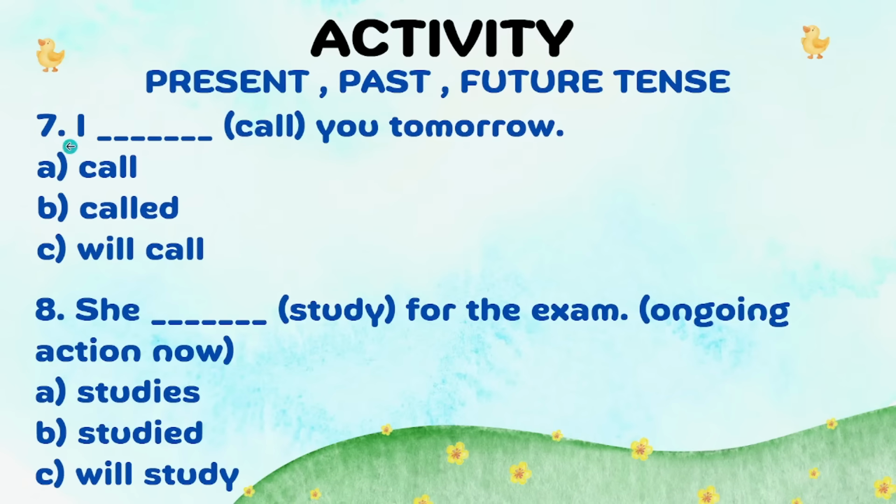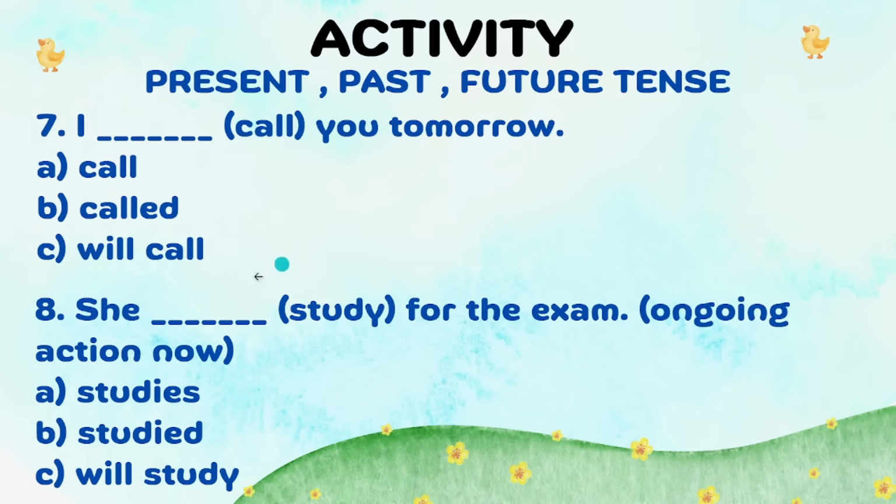So, I. What are we going to use here? Of course, this one, will call. Because it's future tense. I will call you tomorrow. Okay? Alright. But I don't know your numbers. So, I cannot call you tomorrow. So, I will call you tomorrow.